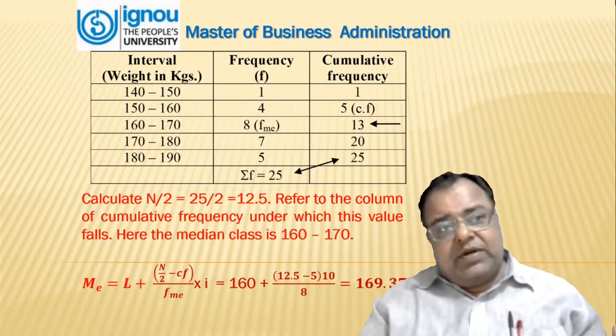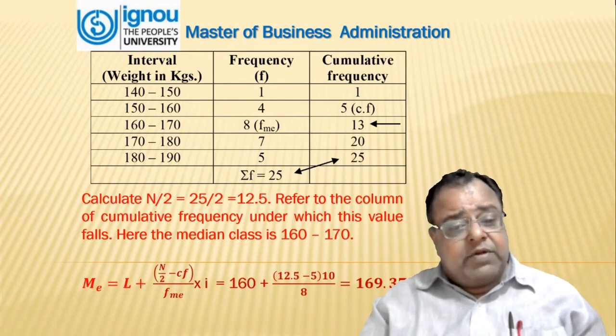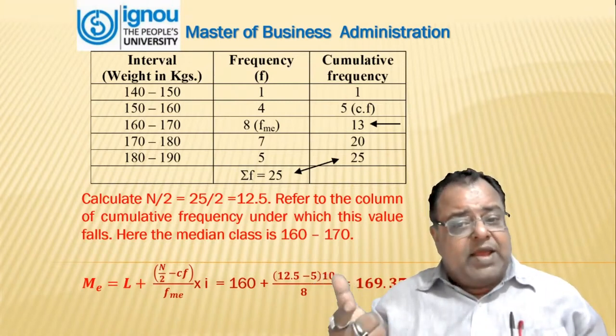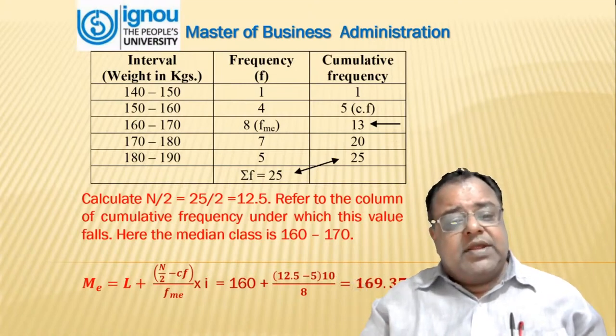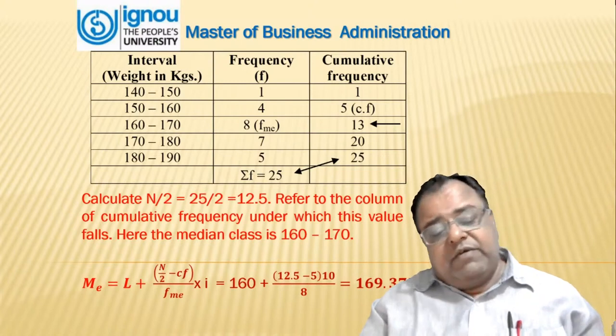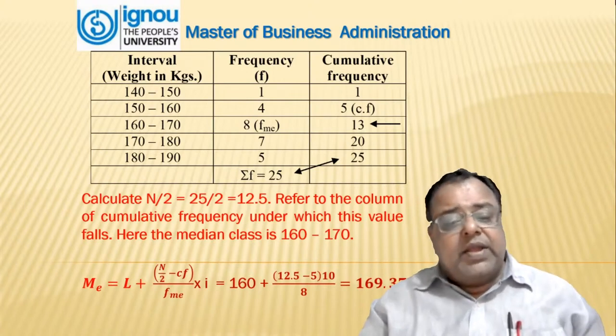Now, we have to calculate the median. For that, we have to use n by 2. n by 2 means 25 by 2, which comes out to be 12.5. Then we have to see in which class this cumulative frequency 12.5 comes. This is depicted by the black arrow at 13. That means your median class will be 162.70. We will be using the formula for median, that is l plus n by 2 minus cf upon f m into i.